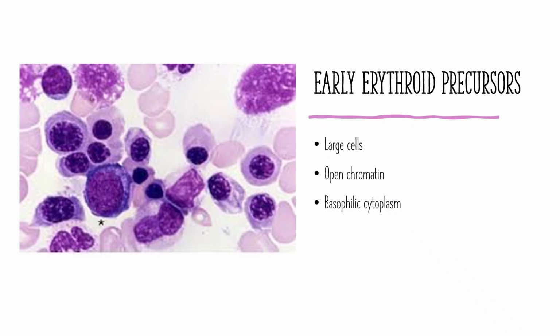Clinically, recognizing early precursors helps identify marrow response. Increased early erythroid cells may indicate regeneration after blood loss or anemia treatment. But excessive immature forms without progression, that suggests ineffective erythropoiesis or marrow pathology. Again, morphology equals physiology.